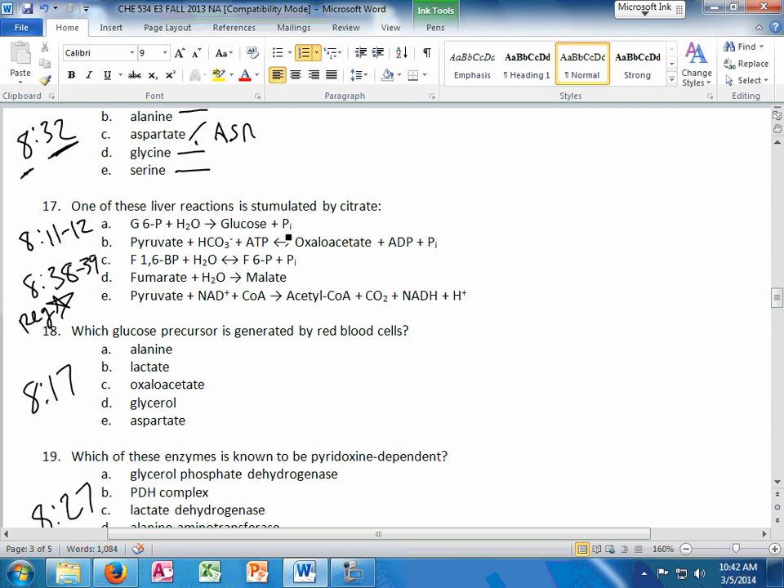One of these reactions in the liver is stimulated by citrate. All the reactions you can find on 11 and 12, and the regulation that you should memorize is on 38 and 39. Know that regulation really well. So the one stimulated by citrate is C. FBase1 is the enzyme for it. It's doing the reverse of glycolysis reaction number 3. So make sure you know the regulation really well on that.